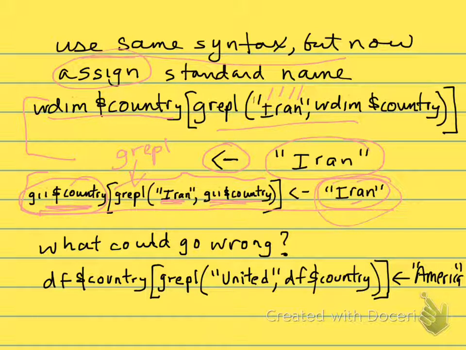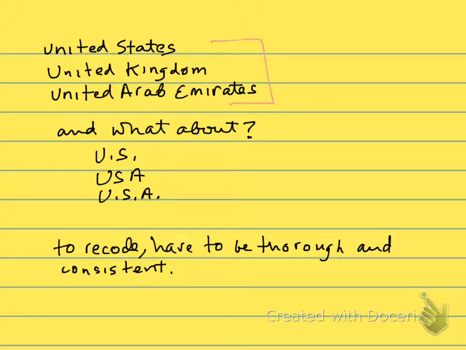Now, when you think about it, lots of stuff can go wrong here. Consider an alternative where we have a data frame called DF, and we say we're going to replace the country if it has the pattern UNITED, united, with America. What could go wrong? Well, there's actually typically three countries in most data sets that have the pattern UNITED in the country name: United States, United Kingdom, and United Arab Emirates. So all three will now become America if you run that command.